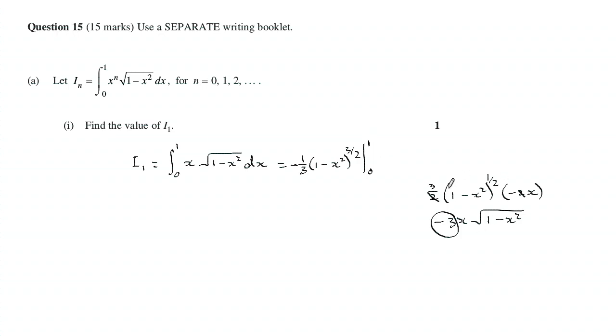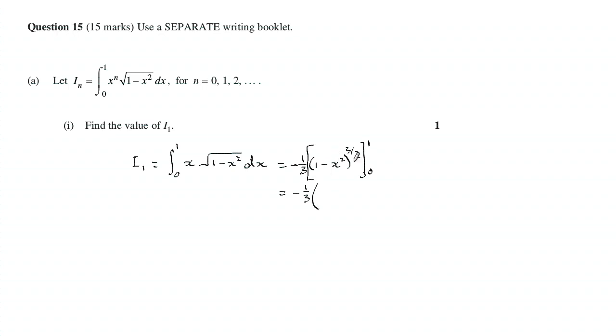And this doesn't need to be part of your working, that's just in your head or in your rough working. Okay, and then we just plug those values in, so let's put the negative third out the front of everything. I'll just make it simpler. So when we plug in the 1, that makes 0. And then when we plug in the 0, we get 1 minus 0, which is 1, and then to the power 3 on 2, that's still 1. So that just makes positive a third, because the negatives cancel.